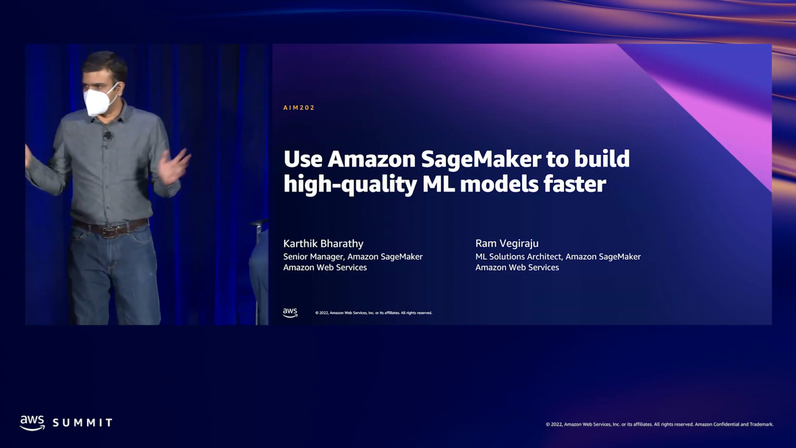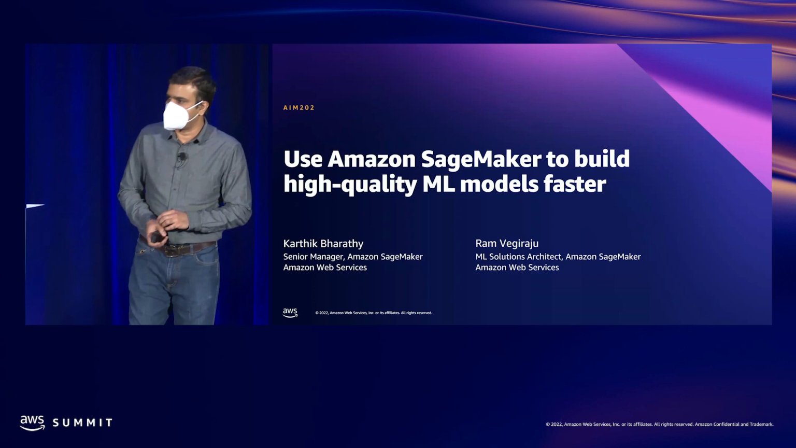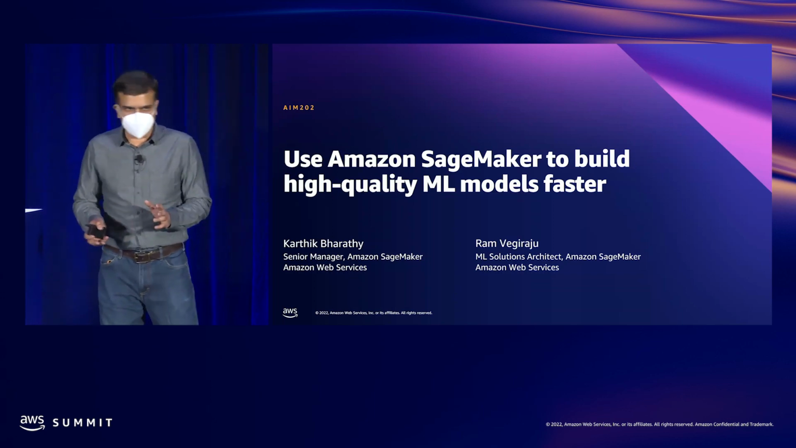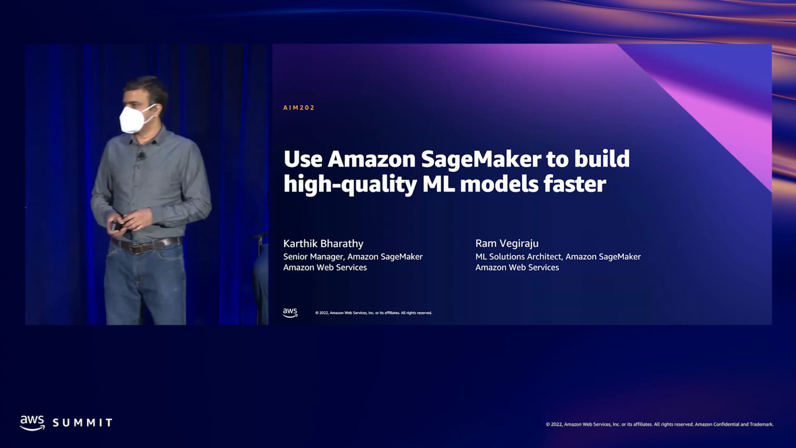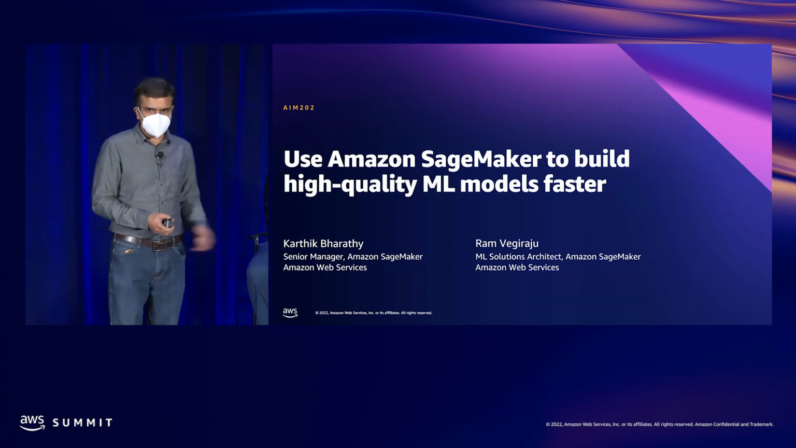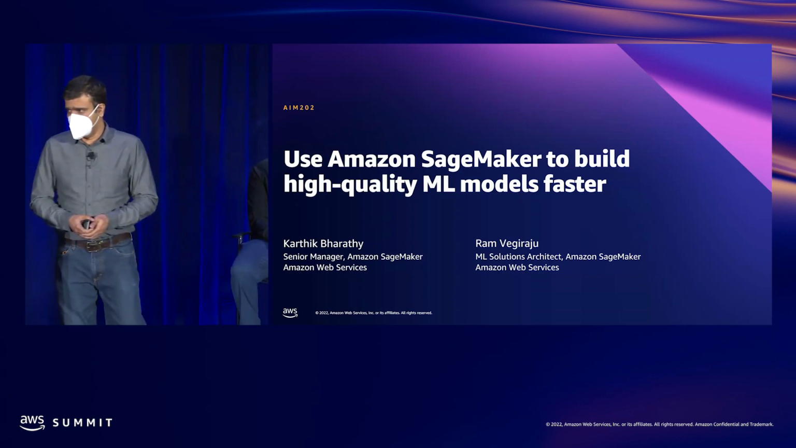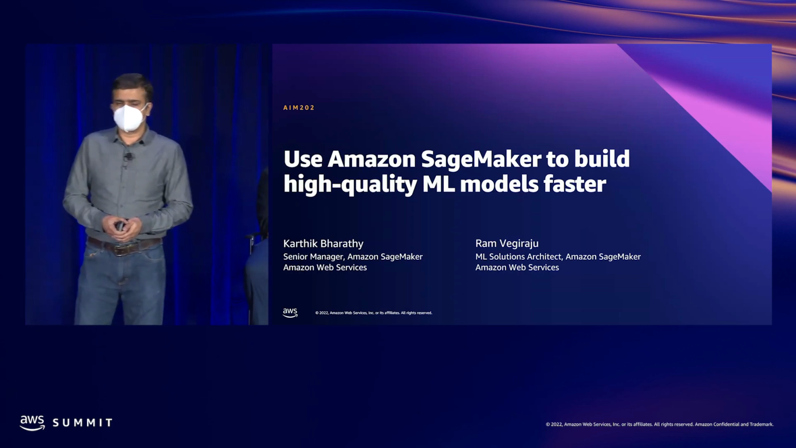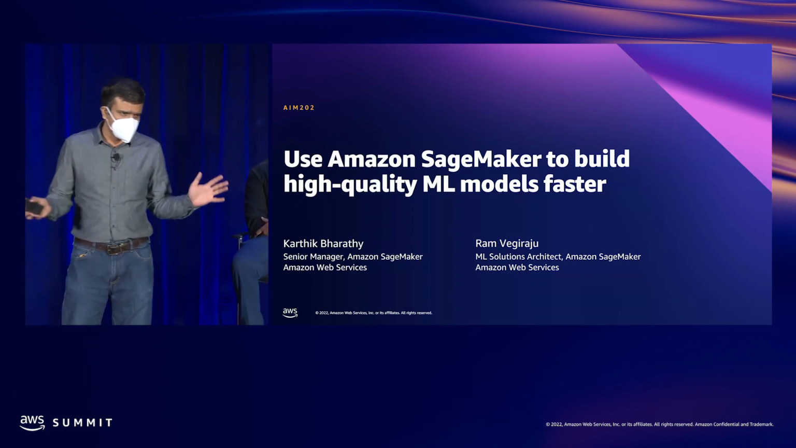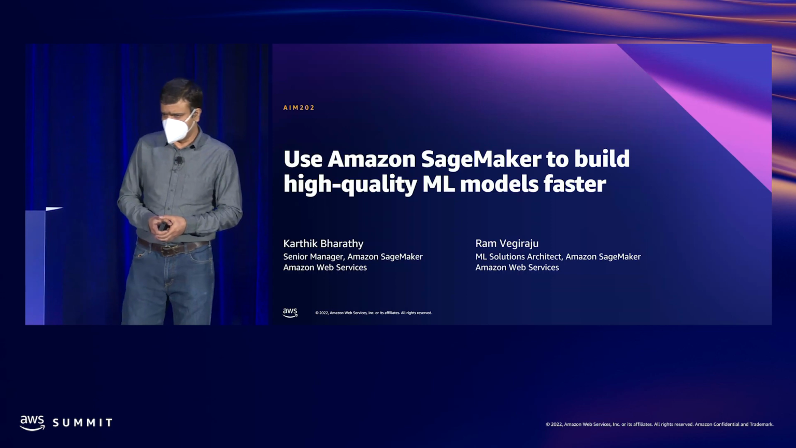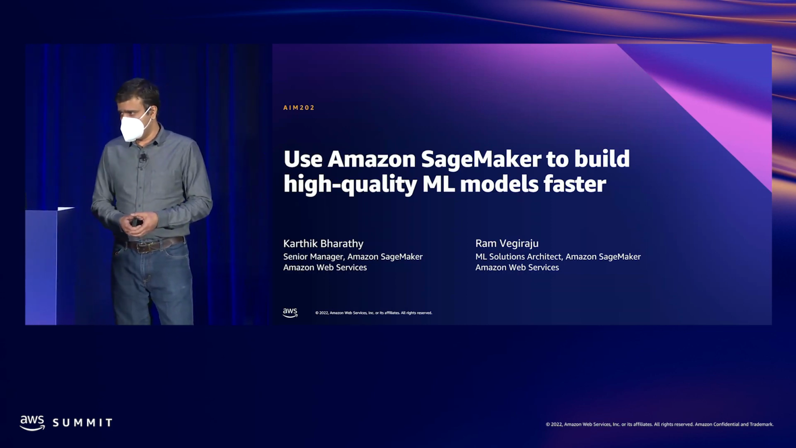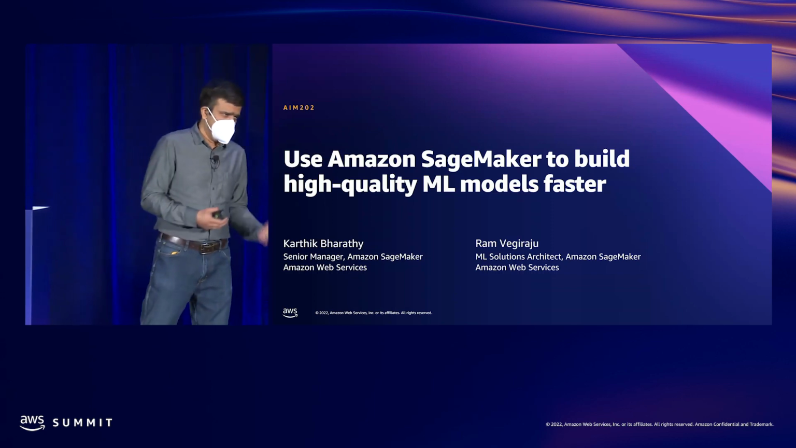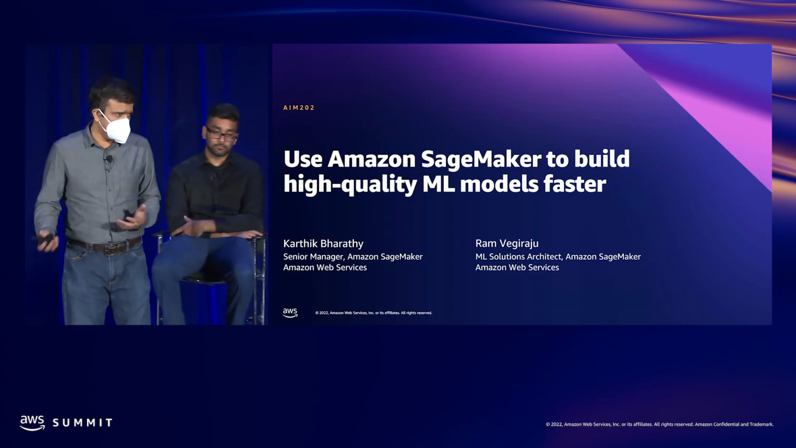My name is Karthik Bharati. I lead product management and focus on product growth, partnerships, and product innovation in the SageMaker team. And my colleague, Ram Vegiraju, is the ML solution architect, specializing in a whole bunch of areas on SageMaker and working closely with customers. Both of us are part of the service team, and we live, breathe, and work on ML on a daily basis.